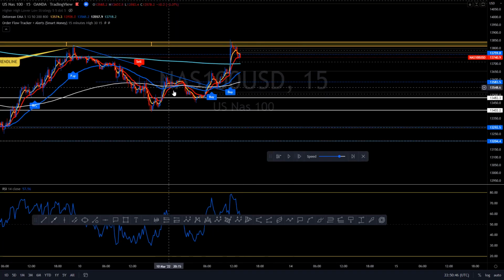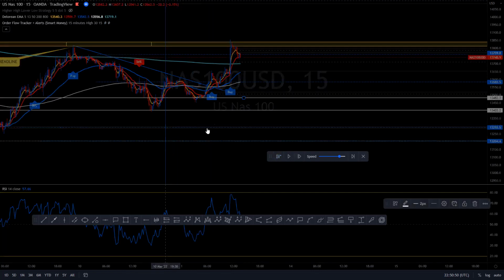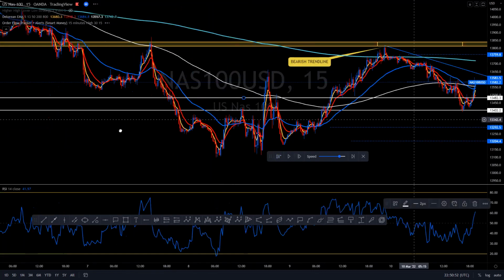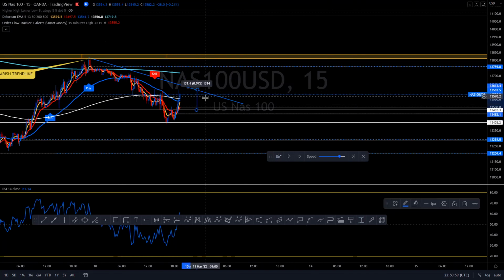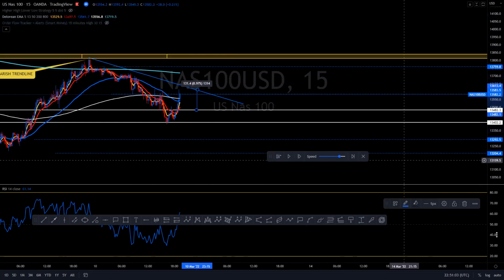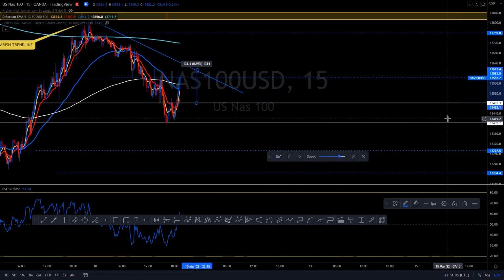So I mean, you know, when price went up to here, this would have been a good, decent buy. Oh, this would have been a really good buy. Let me turn off the indicator here. Yeah, that would have been a real good buy.